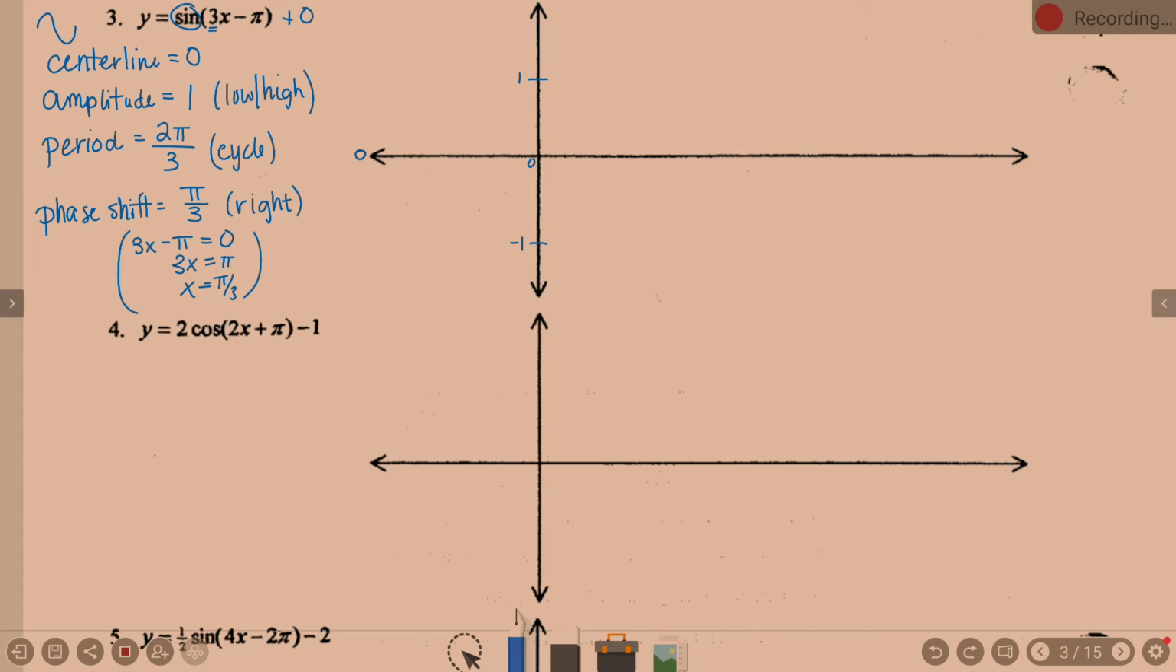Okay, did we get everything? Only thing we didn't talk about was a reflection, because there isn't one because there's no negative out front. Everything else we addressed, right? Yep. Okay, let's see. I labeled my center line. I labeled my amplitude. Now the good news is my period and phase shift both have thirds in them. But my period is 2 pi over 3. That means one cycle goes how far? 2 pi over 3. Don't worry about the phase shift yet.